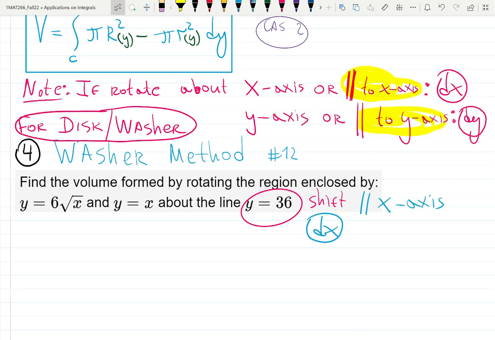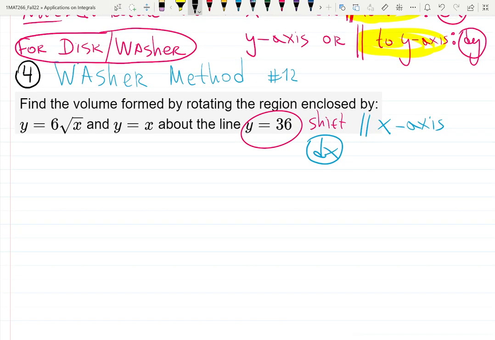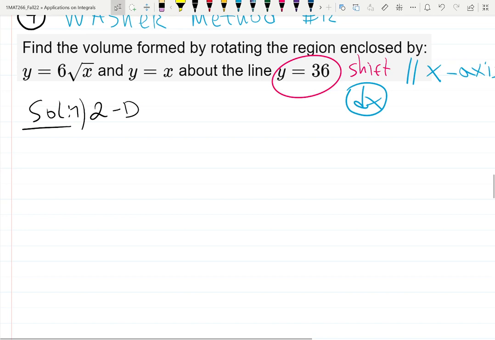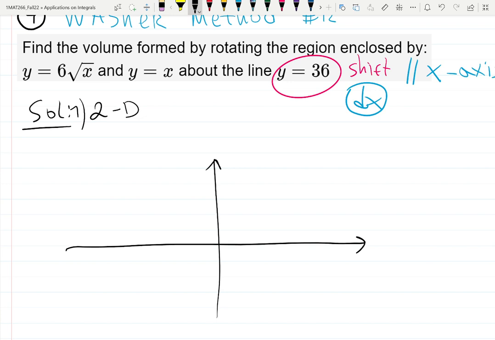Let's sketch the graph. So, the graph in 2D first. Solution. Just make a sketch. Again, you don't have to be perfect or beautiful here, but have enough space because we're now rotating about some kind of line which is parallel to the x-axis. So have enough space up and down, also left and right. y equals 6 square root of x. We kind of keep having this function all the time, just with different numbers. y equals 6 square root of x.